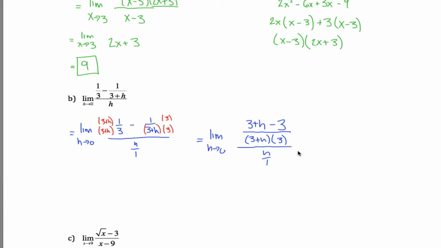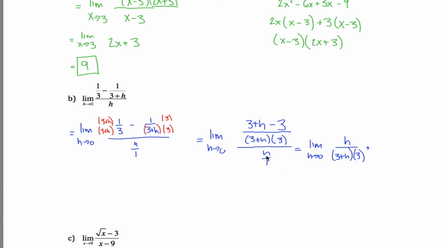Fraction divided by a fraction is something I can deal with. The way you divide fractions is kind of like multiplying fractions, except you multiply by the reciprocal of the denominator. You take this h divided by 1, and you flip it upside down and make it a multiplication problem. While I'm doing that, you might want to notice that 3 plus h minus 3 is just h, right? 3 and negative 3 cancel out. So the top here becomes h divided by 3 plus h times 3.